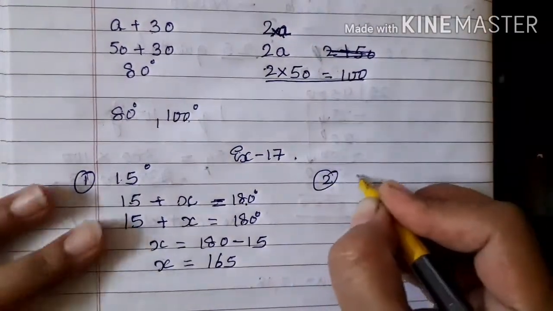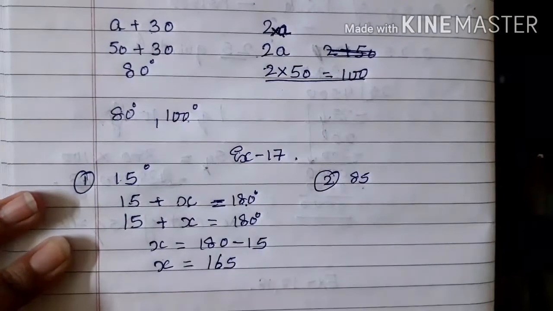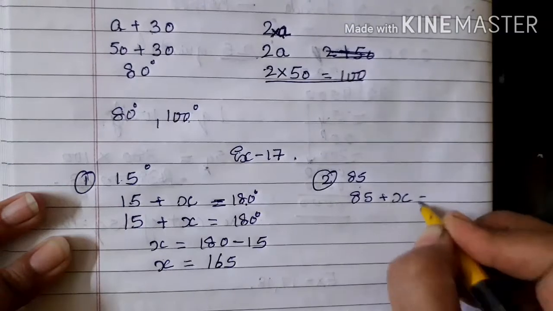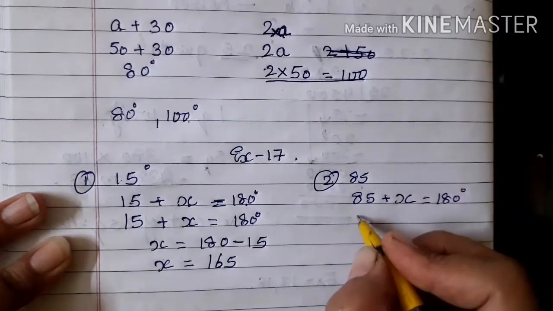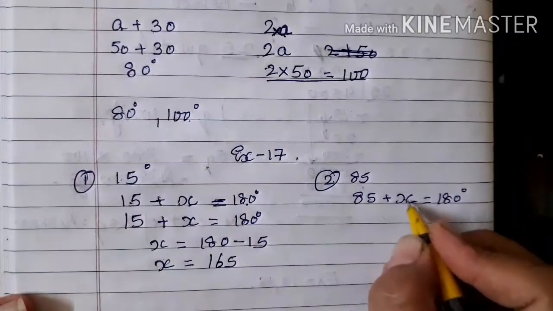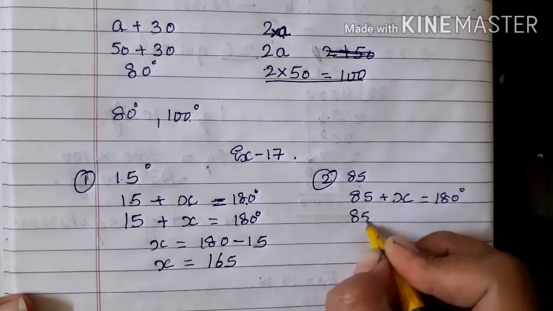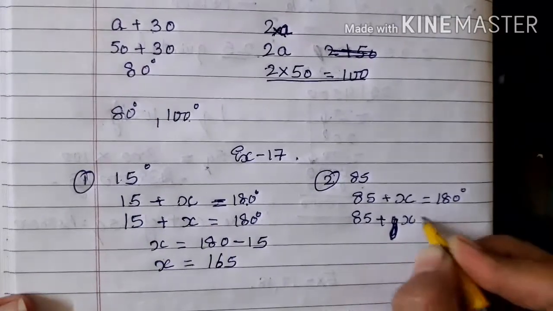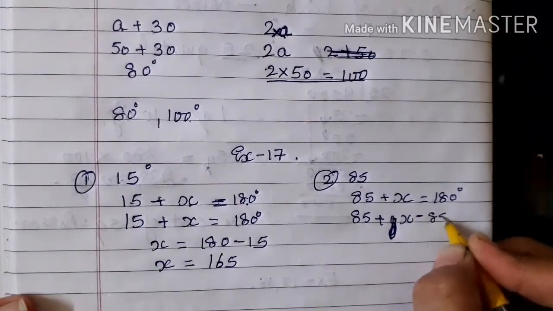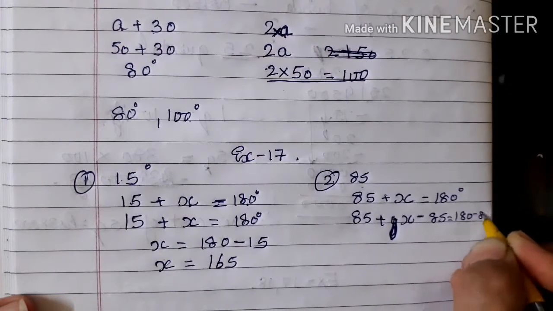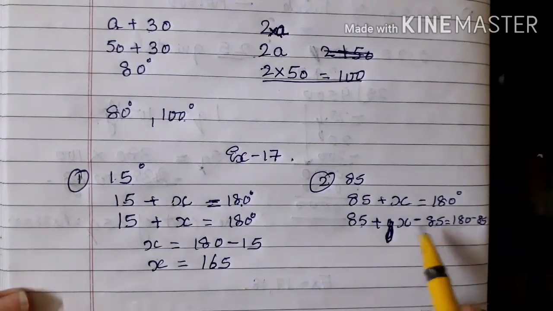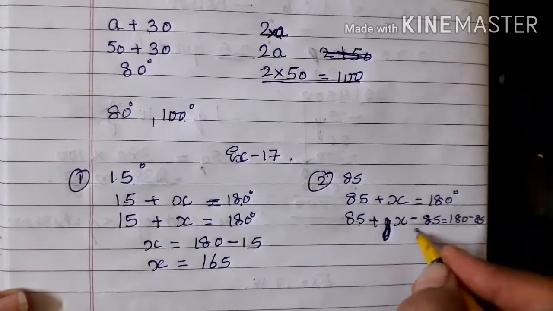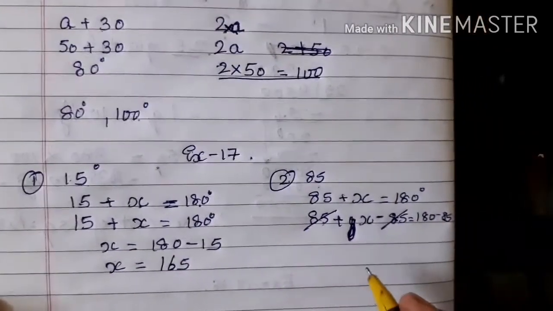I'll take the second sum, that is 85. You all can do it in this way also, and the other method, as I said, you all can subtract it from both the sides. Okay, so 85 plus x, sorry, I'm taking y, minus 85 is equal to 180 minus 85. As I said, we can subtract 85 from both the sides. I subtracted 85 from this side also and from this side also. And then this 85 will get cancelled.